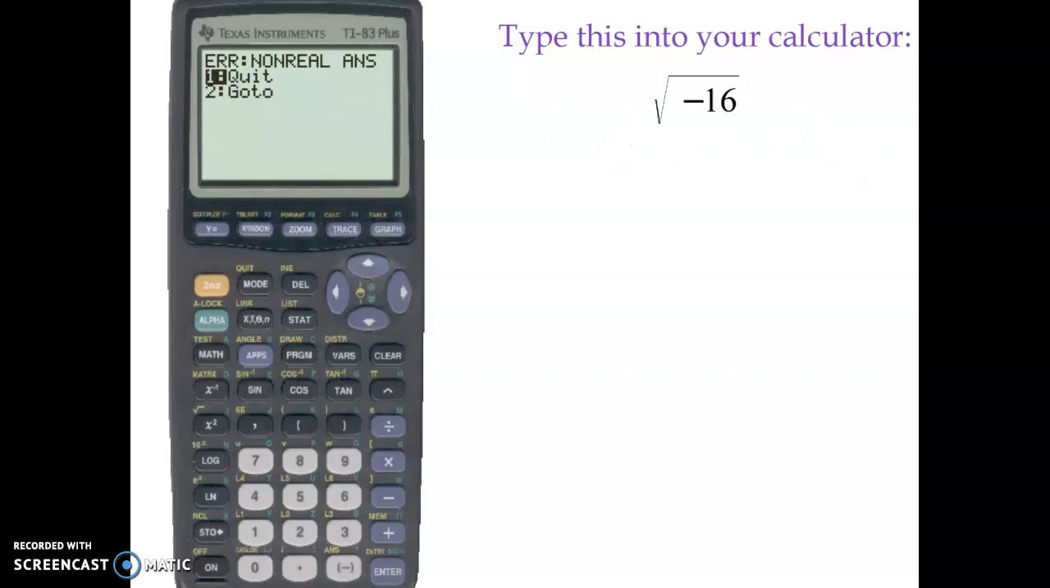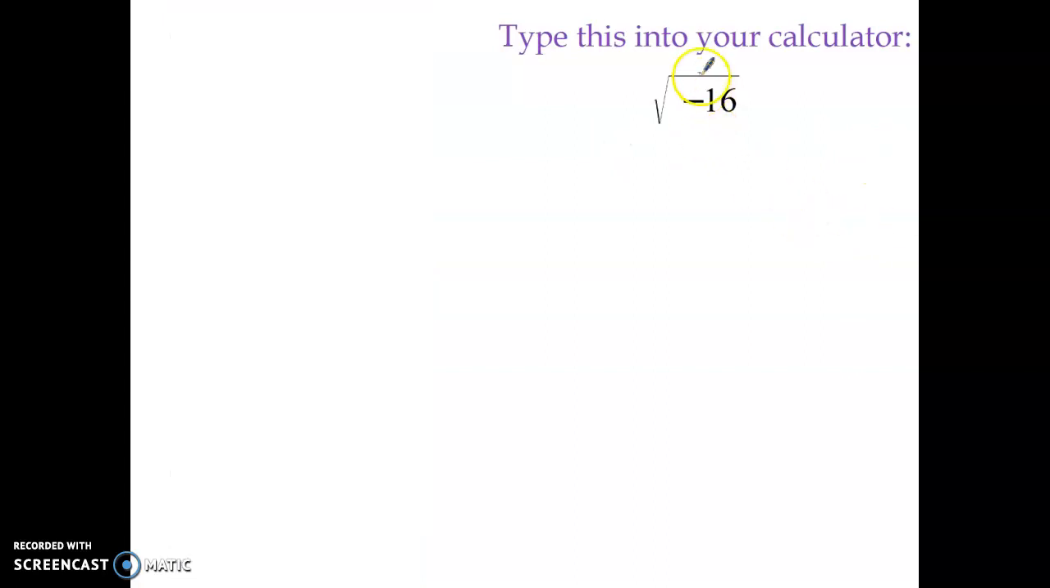And the reason why I get this error, think about what square root means. Square root means what number times itself gives you the number that's in parentheses. Well, I know the square root of 16 is 4. So if I look at 4 times 4, I'm going to get 16, which is positive, and I have a negative inside the square root.